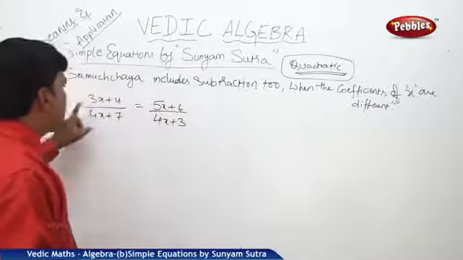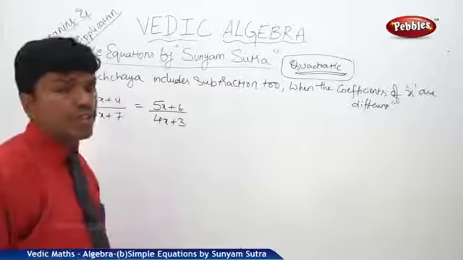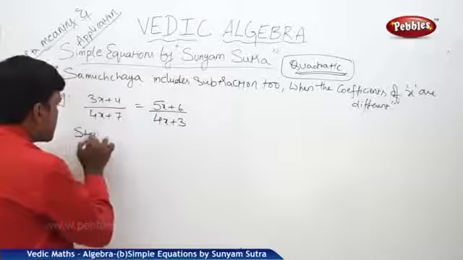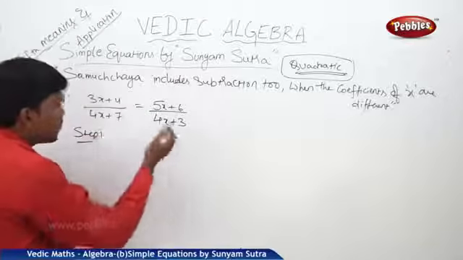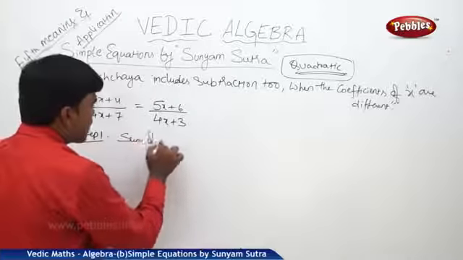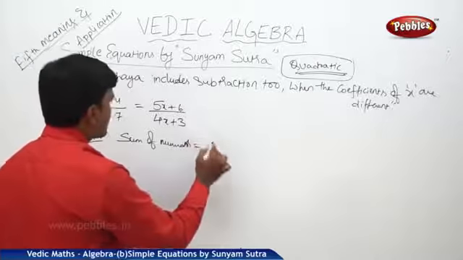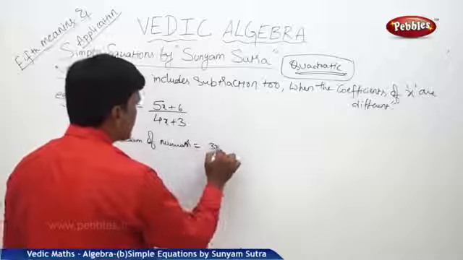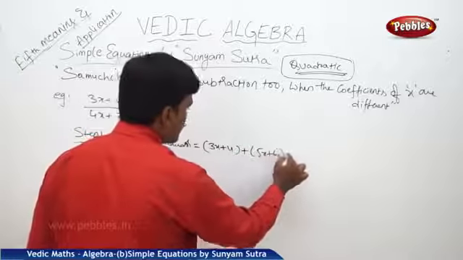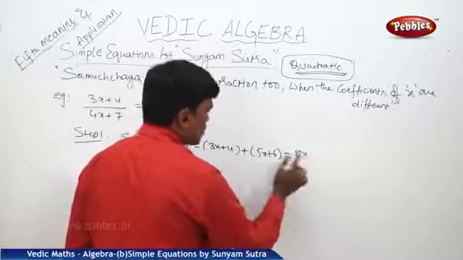Let us take an example. 3x plus 4 by 4x plus 7 equal to 5x plus 6 by 4x plus 3. First of all, it is a basic step. Step 1, we will check the sum of numerators as well as the sum of denominators. So first, sum of numerators. Sum of numerators is how much? It is 3x plus 4 plus 5x plus 6. So 3x and 5x is 8x, 4 and 6 is 10.